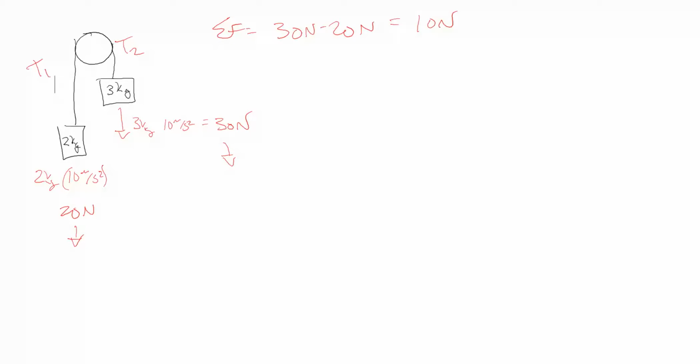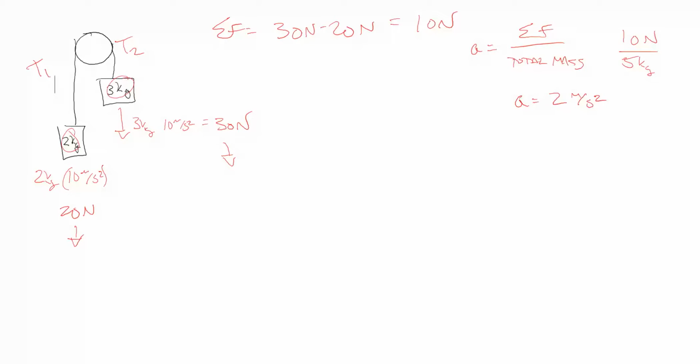And to solve for the acceleration, it's the net force divided by the total mass. So 3 kilograms plus 2 kilograms is going to be 5. So 10 newtons divided by 5 kilograms, acceleration equals 2 meters per second squared. All right, so we did the first half.